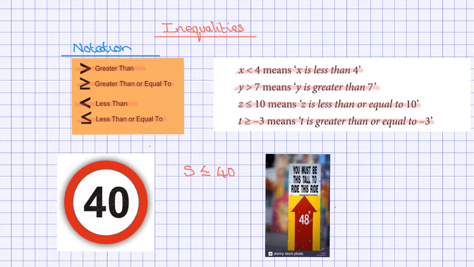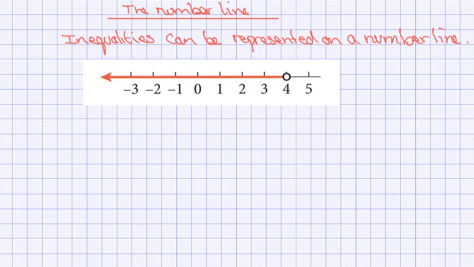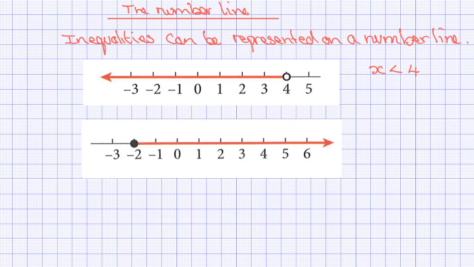If you saw the following sign at an amusement arcade, you could write the following inequality for height as h is greater than or equal to 48. An open circle means the number is not included. So this represents the inequality x is less than 4. If the circle is coloured, that means the number is included. So this inequality is x is greater than or equal to -2.